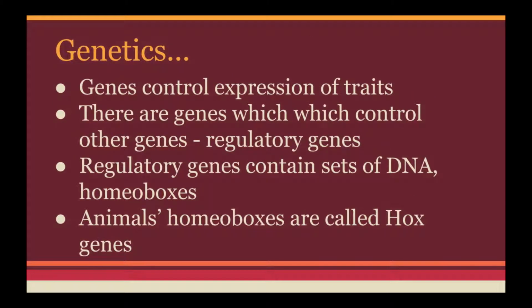Another little side fact is about genetics right now. So we know that genetics, they control our traits, right? The expression of our traits. But there are also genes which control other genes, and they're known as regulatory genes. Regulatory genes contain sets of DNA which are common to all regulatory genes, and they're known as homeoboxes. Animals' homeoboxes are called the Hox genes. Just a side fact.